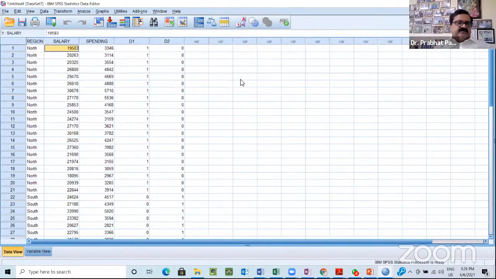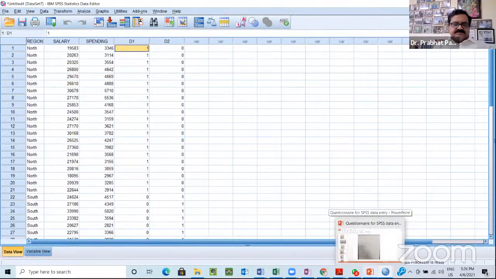So for this, we have to create dummy variables. How is the dummy created? Here there are 3 categories of regions: north, south, and west. So 3 minus 1, we have created 2 dummies. If you have 5 regions or 5 categories, then 5 minus 1, you will have to create 4 dummies. Something of that sort. So this is how you create the dummies.